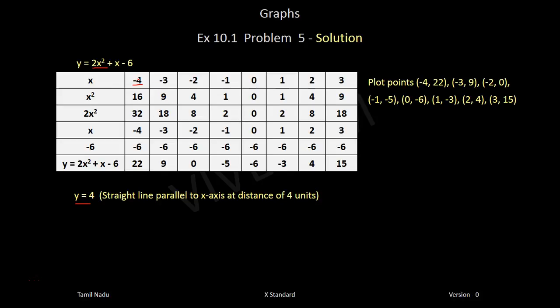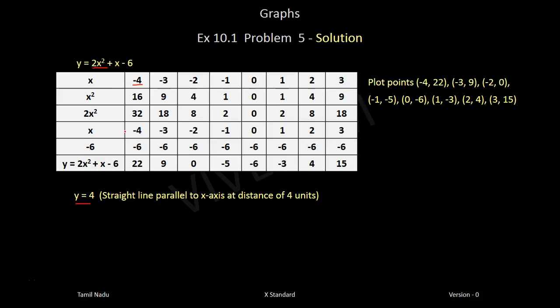Now this is my x, so x square is 16, minus 3 is 9, minus 2 is 4, okay, minus 2 square is 4, right? So like that you can fill the remaining cells. This is 2x square, we need to multiply all these cells by 2 and write it down here. So 16 2s are 32, 9 2s are 18, 4 2s are 8. Like that you can fill up this row.